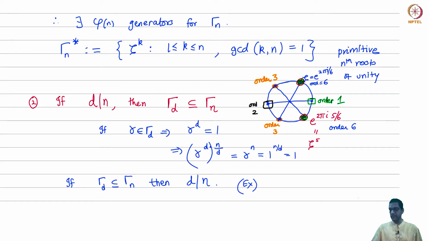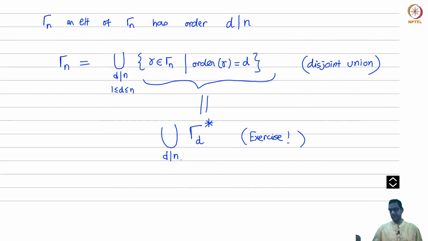So notice that the elements of order 3 that I drew in this picture are exactly what we would usually call omega and omega square, the cube roots of unity, and so on. Okay, the proof is just more or less from the definition. Just see what it means for an element to have order d and what it means for an element to belong to gamma d star, and you will notice that these two are exactly the same.